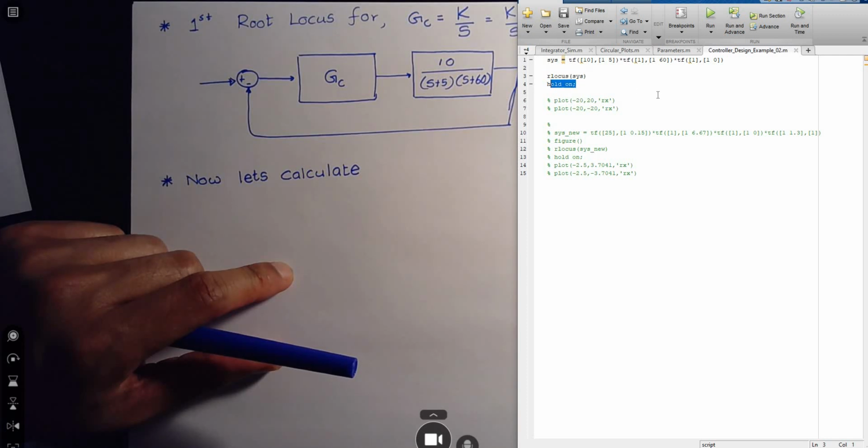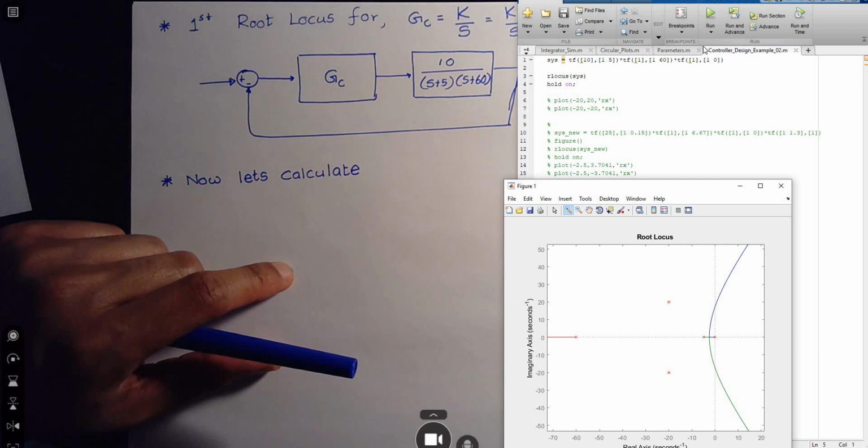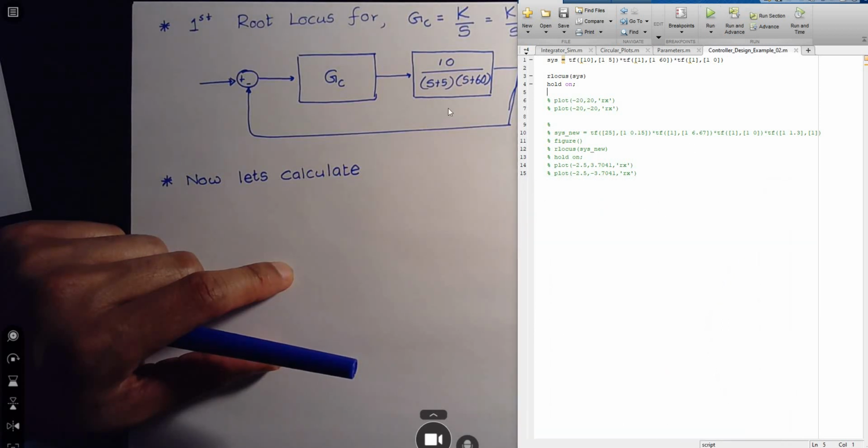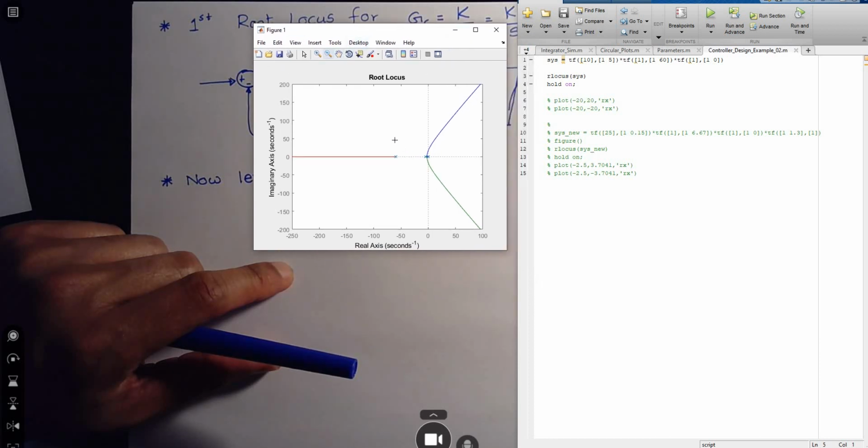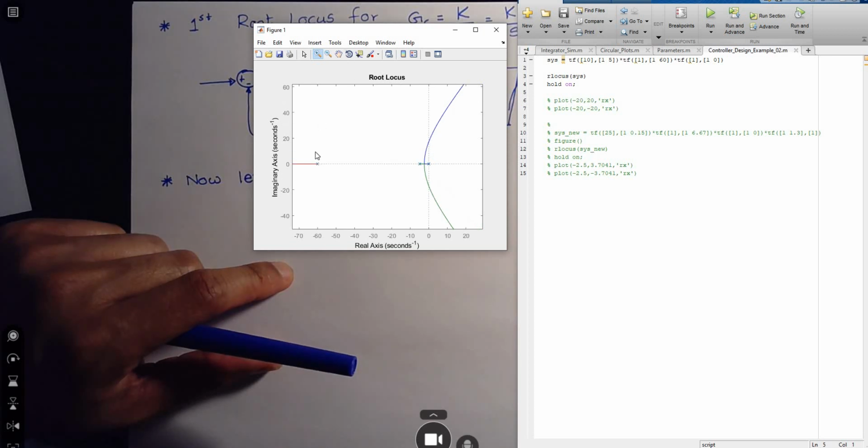First let's look at the root locus. So when we click the run button, we should see the following. Oops, let's run it again. There we go. Okay, so this is our root locus. You can see that if you zoom in a little bit, we have our 3 poles: one at 0, one at -5, and one at -60. So good, we have what we need.